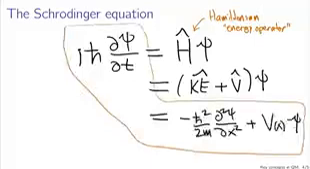So i h bar times the partial derivative with respect to time is related to the second partial derivative with respect to space, and then multiplied by some function. The basic quantum mechanics that we're going to learn in this course mostly revolves around solving this equation and interpreting the results.